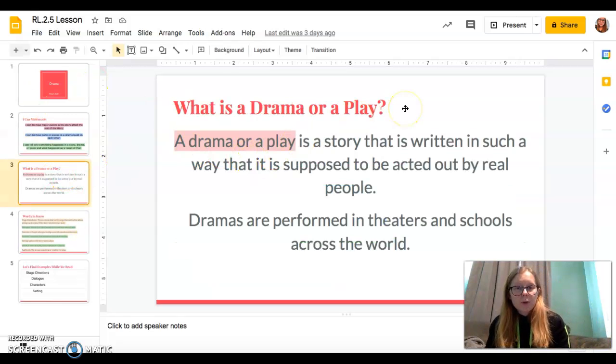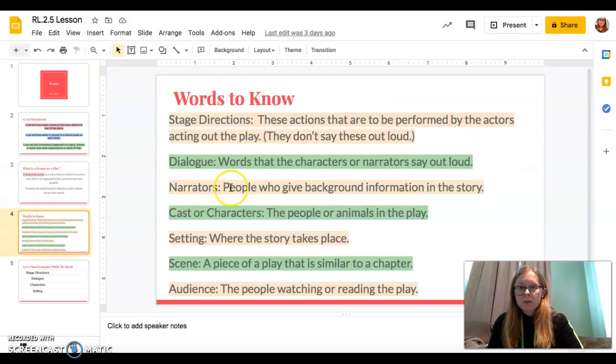So, what is a drama or a play? A drama or a play is a story that is written in such a way that it is supposed to be acted out by real people. So, dramas are performed for people in theaters and schools around the entire world. And there are some words you need to know in order to understand a drama.